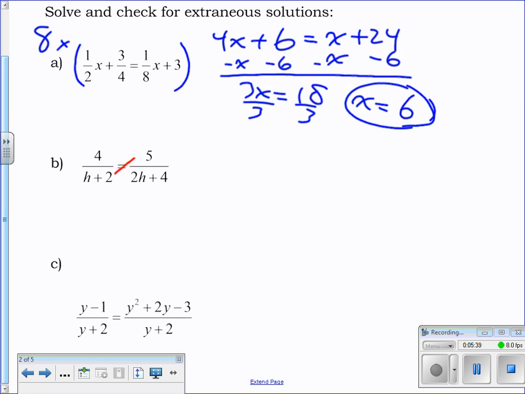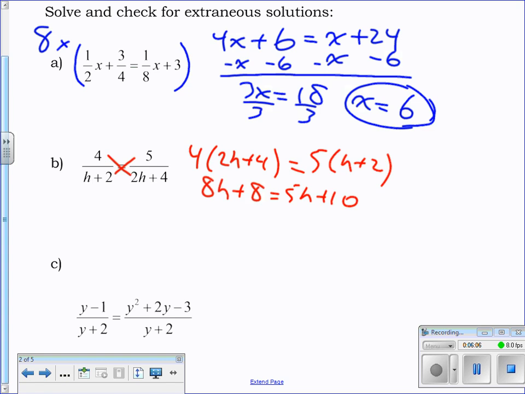That's all I do. Cross multiply. So I have 4 times 2h plus 4 equals 5 times h plus 2. 8h plus 8 equals 5h plus 10. Subtract 5h. Subtract 8. And I get 3h equals 2. Divide by 3. h equals 2/3.